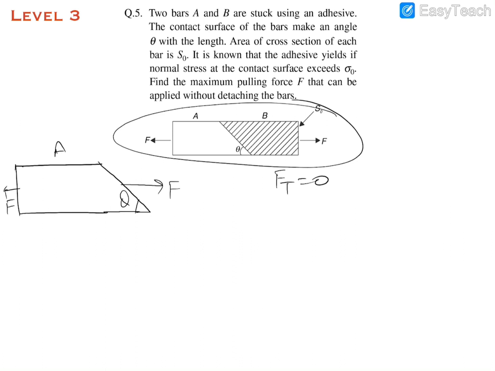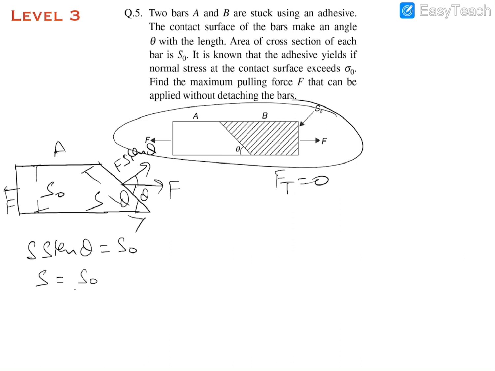Now we can see that this is the maximum normal stress. There are two components of F, and this angle is theta and this angle is 90 minus theta. So this component would be F sine theta, this is F cos theta, and this component will be F sine theta. Now let's suppose that this area is S. You can also see that this area is given as S0. So S sine theta is equal to S0, so S is equal to S0 by sine theta.